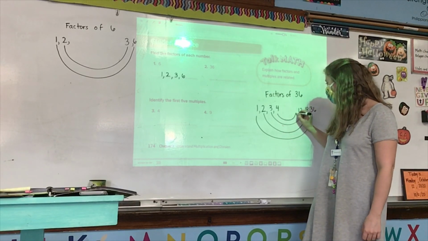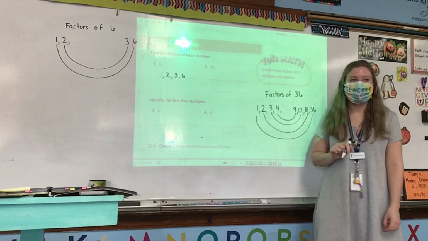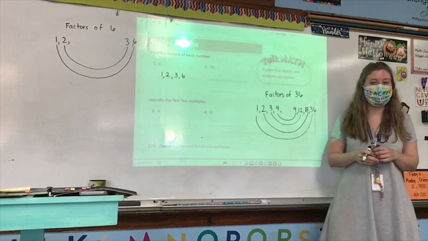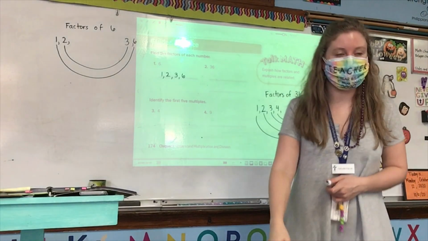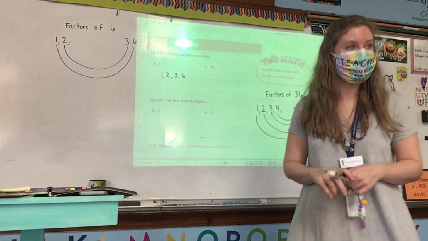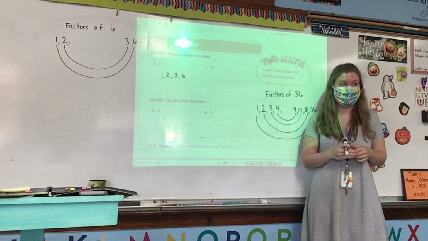4 times 9 is 36. Okay, Aaron, what about 5? Is there anything we can multiply 5 by to get 36? No. How do you know? I need to know why 5 cannot be a factor of 36.